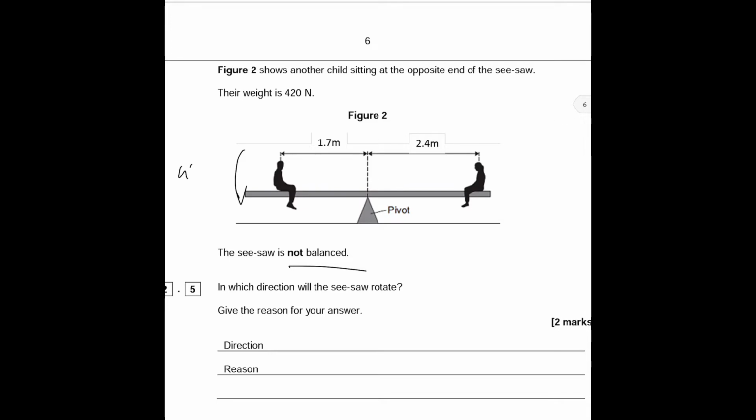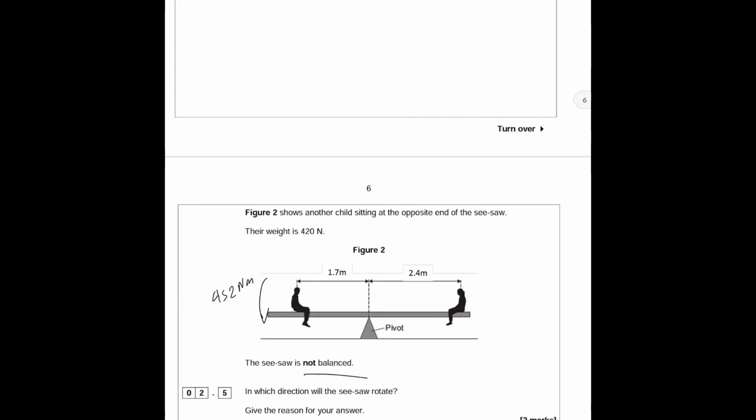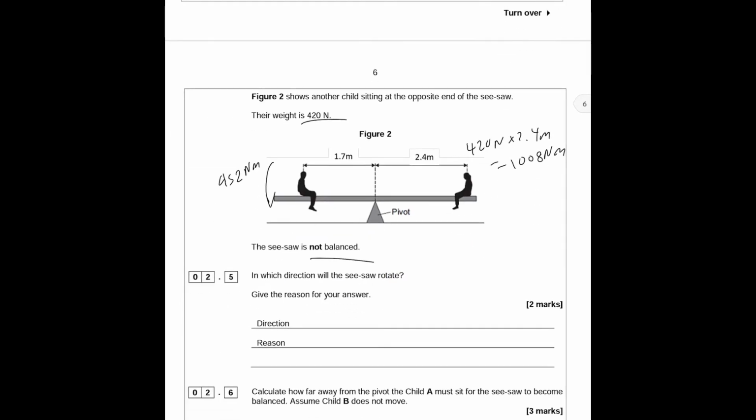You know the anti-clockwise moment is 952 newton meters, right? We calculated it above. And this is 420 newtons. So that means 420 newtons times 2.4 meters for the clockwise direction. That should be about 1,008 newton meters. So of course this is larger, so the seesaw will rotate clockwise, right? So we'll go in the clockwise direction.